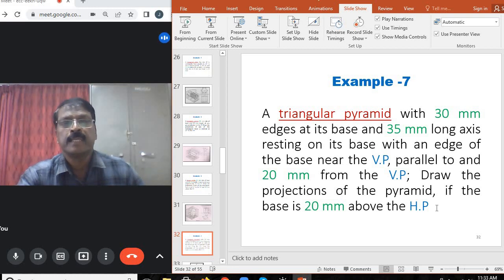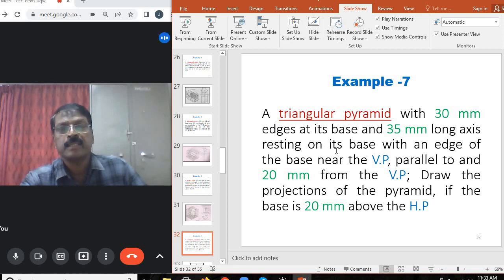Next problem, a triangular pyramid. A triangular pyramid with 30 mm edges at its base and 35 mm long axis resting on its base with an edge of the base near the VP, parallel to and 20 mm from the VP. Draw the projections of the pyramid if the base is 20 mm above the HB.